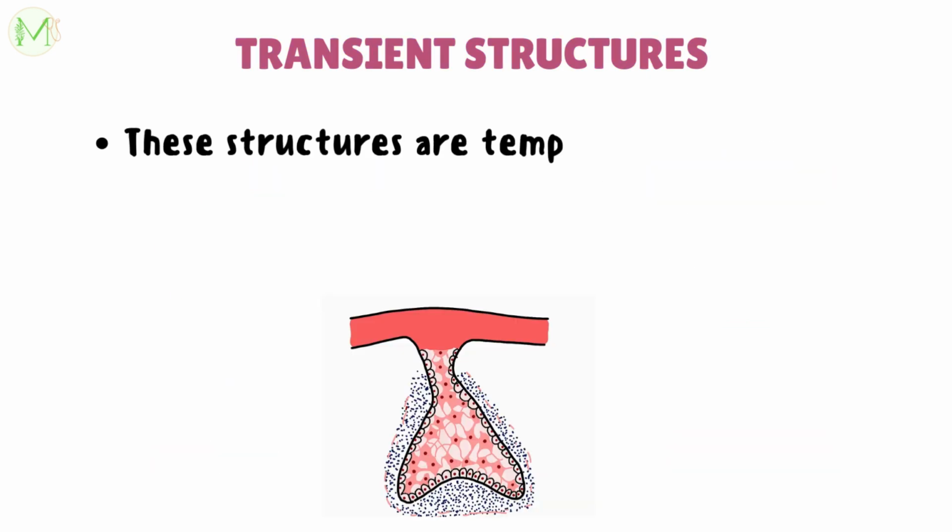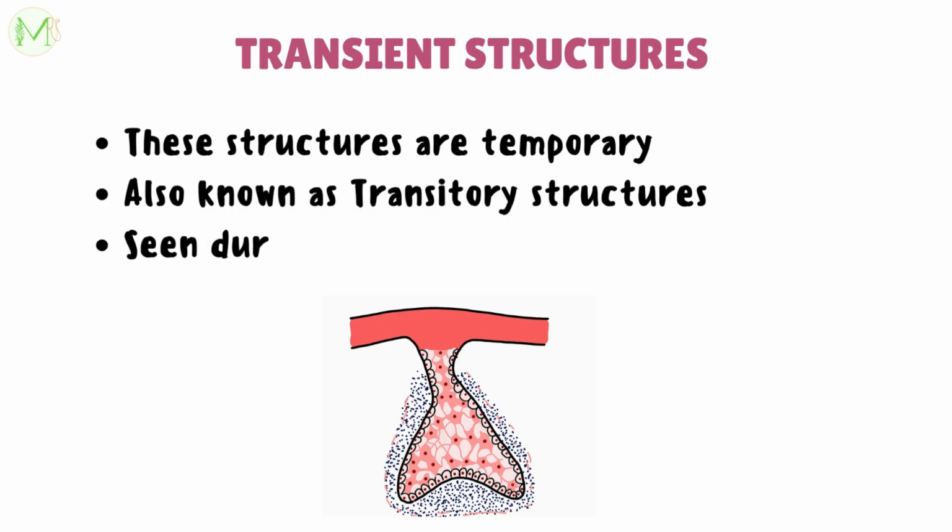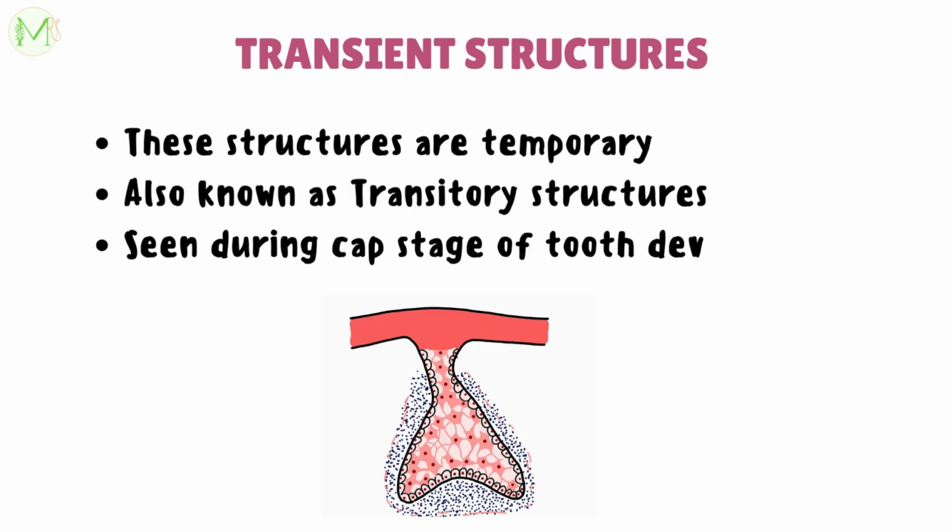These structures are called temporary structures, also known as transitory structures, and they disappear before enamel formation begins. They are seen during the cap stage of tooth development. So let's see each of these transient structures in detail, starting with the enamel knot.